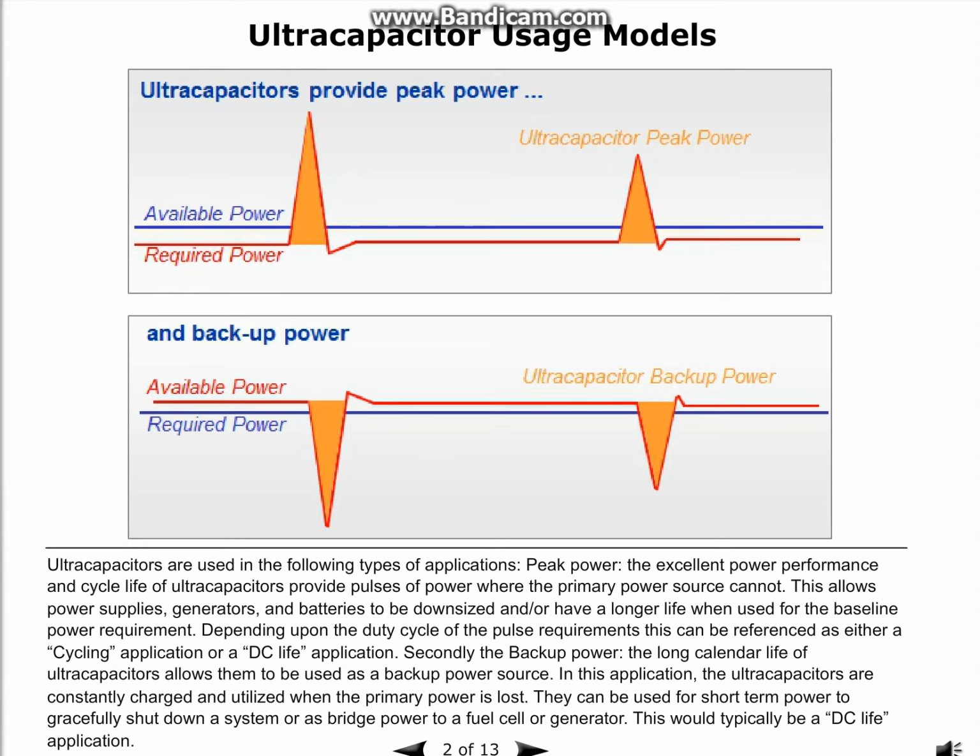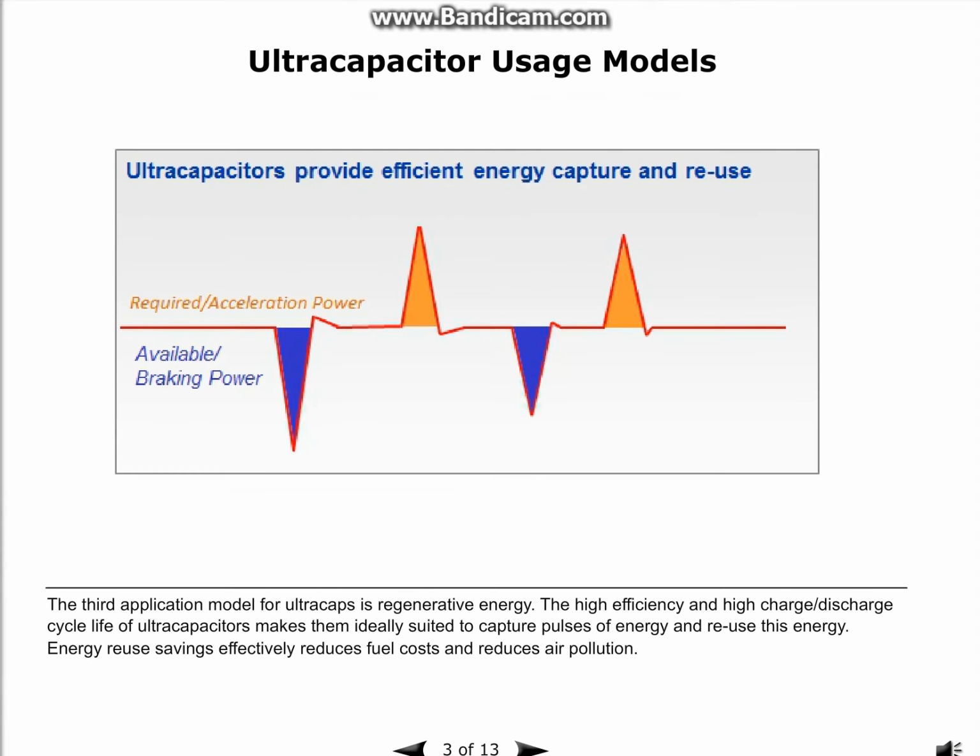Secondly, the backup power. The long calendar life of ultracapacitors allows them to be used as a backup power source. In this application, the ultracapacitors are constantly charged and utilized when the primary power is lost. They can be used for short-term power to gracefully shut down a system or as a bridge power to a fuel cell or generator. This would typically be a DC life application.